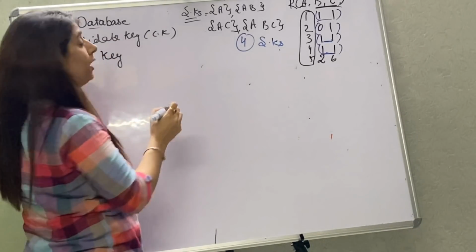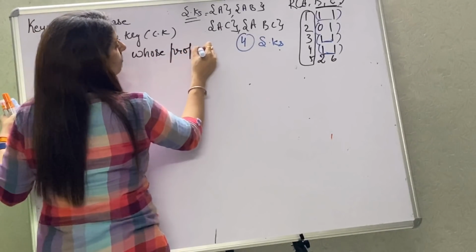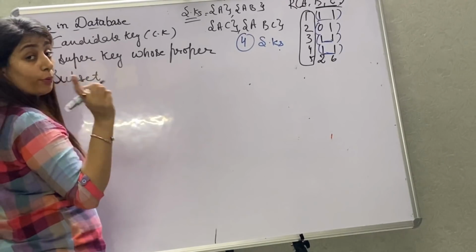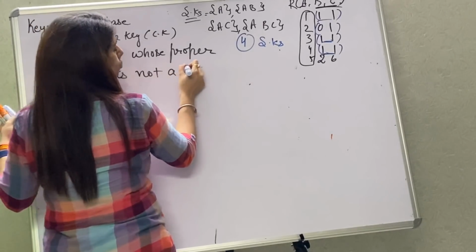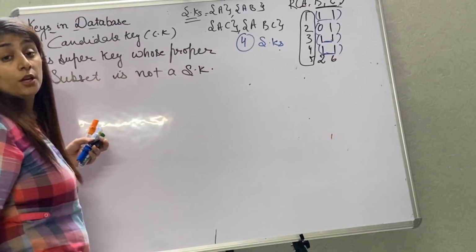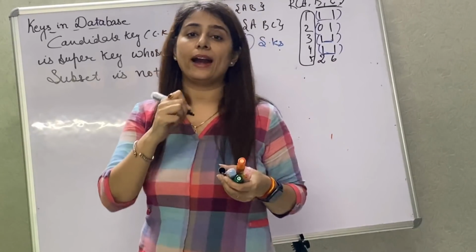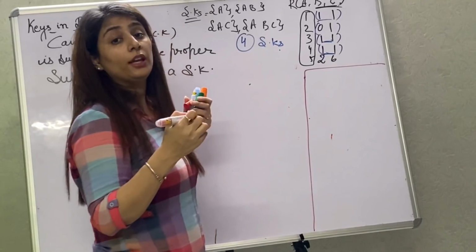It is a super key whose proper subset is not a super key. Clear? So let's understand here the concept of proper subset and subset. So let's come back here with this. What is the meaning of subset?